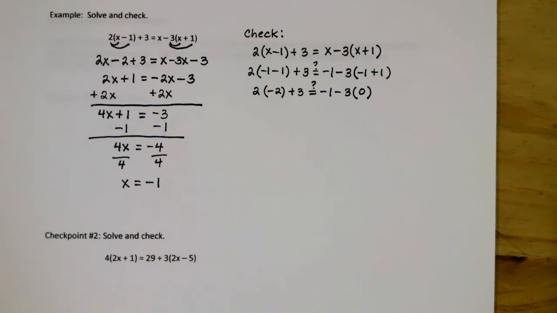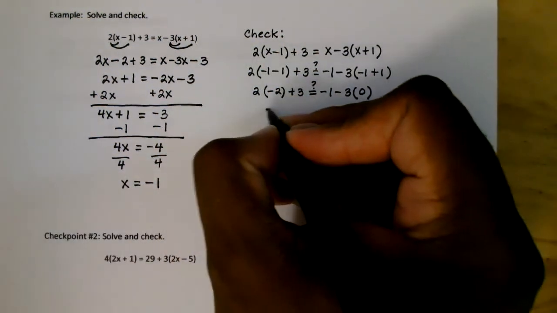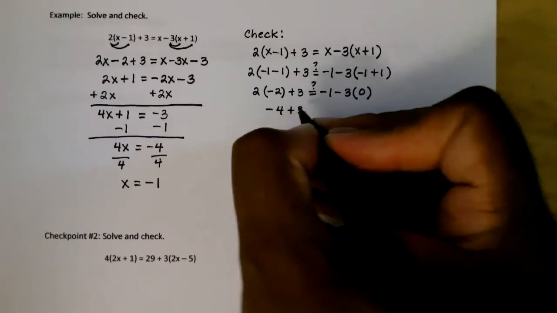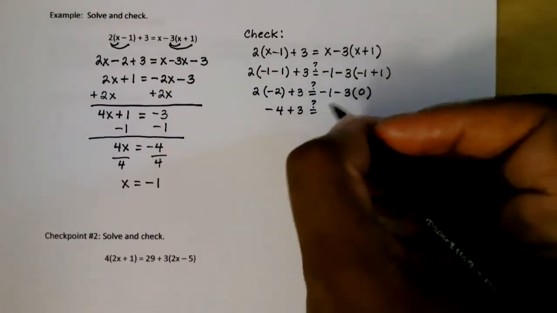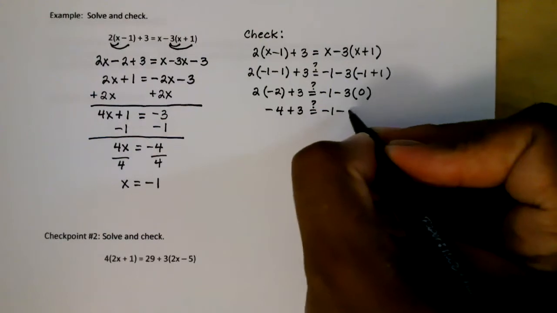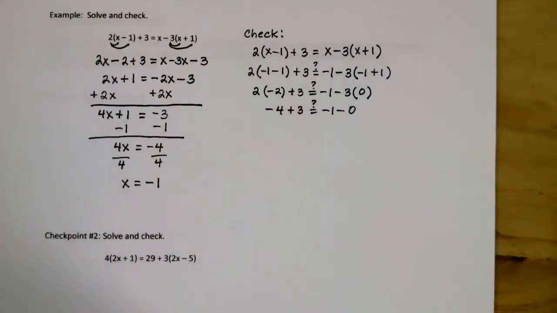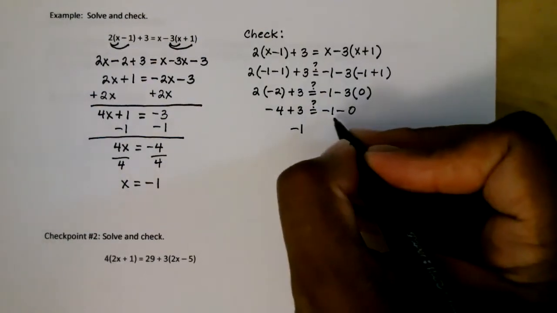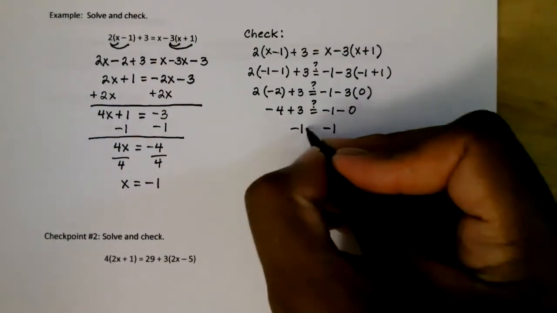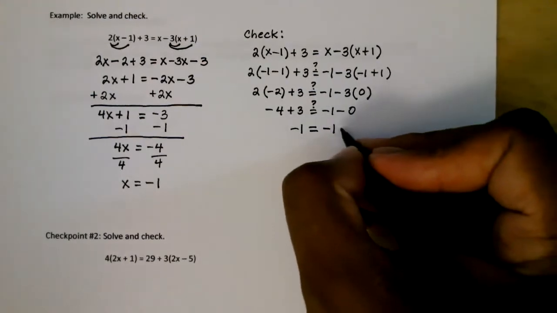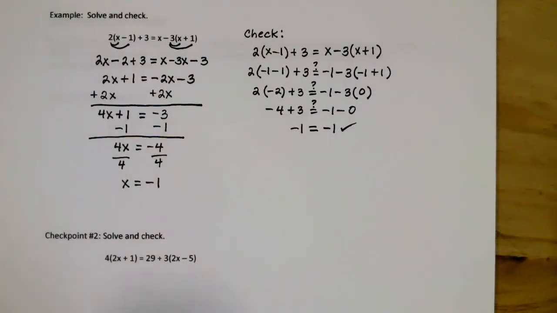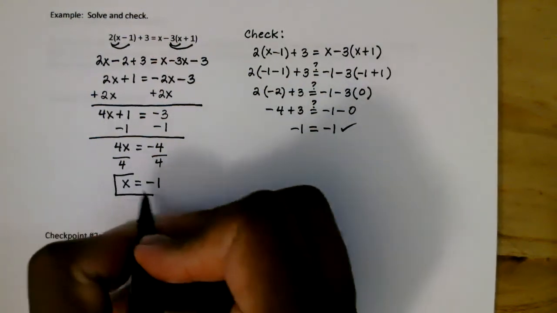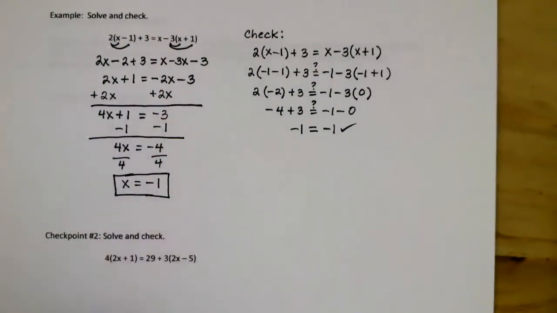Now on the left side, 2 times -2 would be -4 plus 3. I want to know if that's going to be equal to -1 minus 3 times 0 is 0. Well, -4 plus 3 on the left will be -1. -1 minus 0 does equal -1. So -1 does equal -1. That checks. So here x equals -1 is the solution to that linear equation.